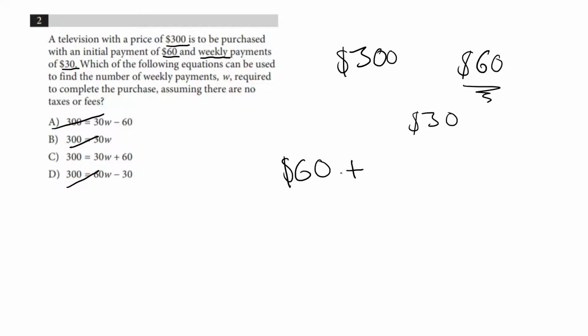And every week we add $30 to it, right? So $30 times W, the number of weeks it is. So after 1 week, you will have to pay another $30 on top of the $60 you've already paid. And we want to find the number of weeks it'll take until you pay off that whole $300. So we just have to set this equal to 300, and this is our equation. As we can see, this matches C exactly.